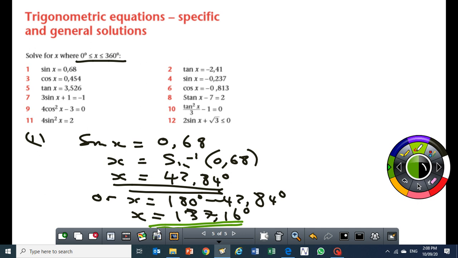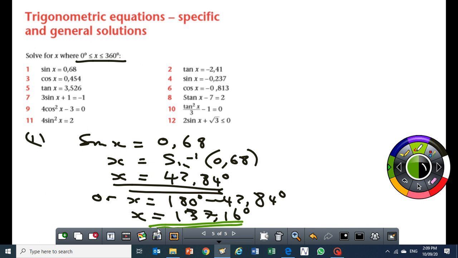You can test whether those answers are right by putting the x in 2 times. When x is 42.84, put it there. When x is 137.16, put it there. You must get the same ratio, which is 0.68. So when you're solving trig equations, your answer cannot lie because you can prove it's correct. Okay, let's move on to another one.